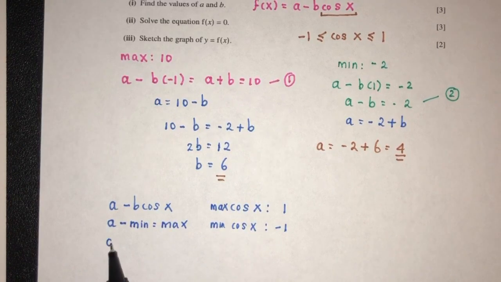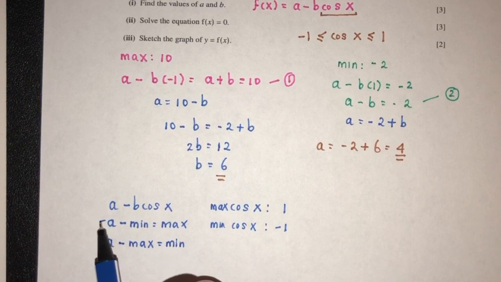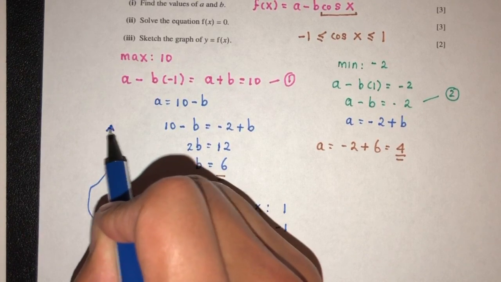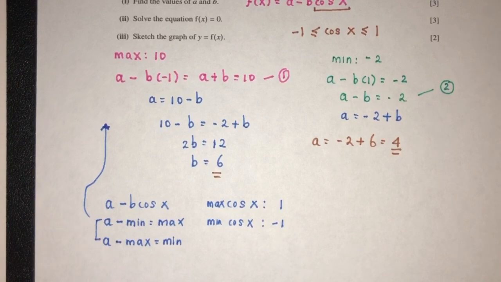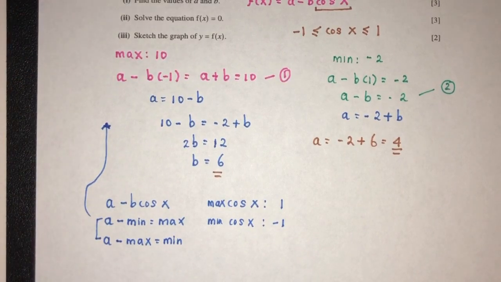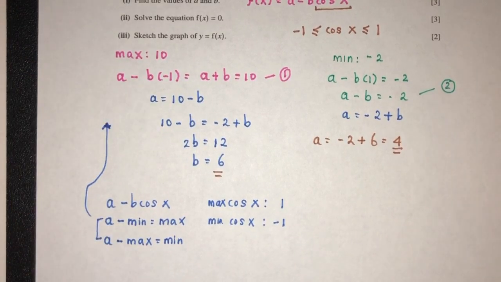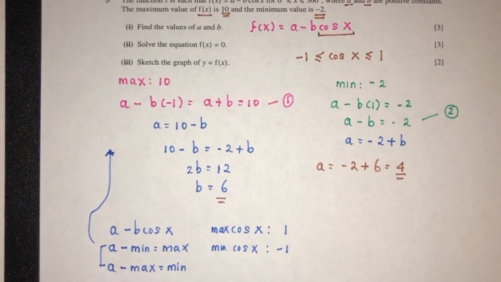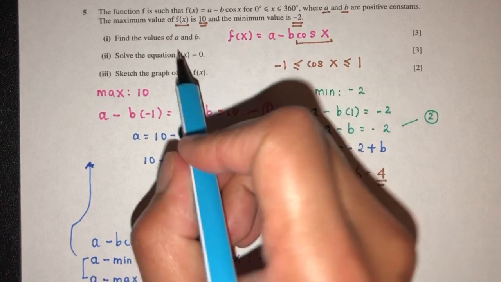And here we have a as well. When you minus the maximum value, that will give you the minimum value. Again, that was used in part 1 to find the answer. I hope that makes sense, because this is kind of important to understand how we derive those two in part 1. Now for part 2, solve the equation this equal to 0.